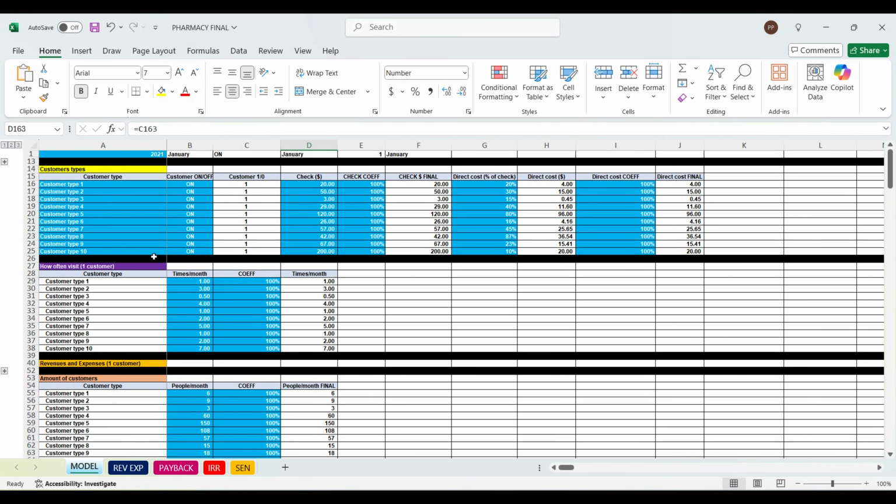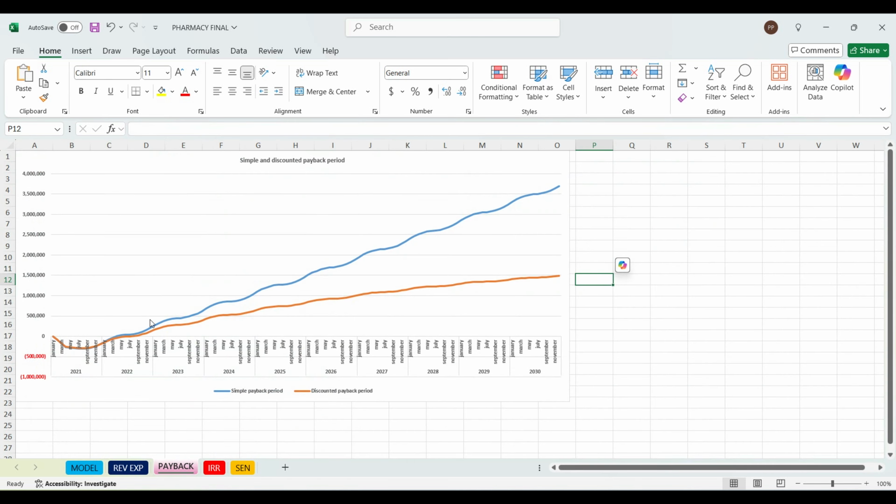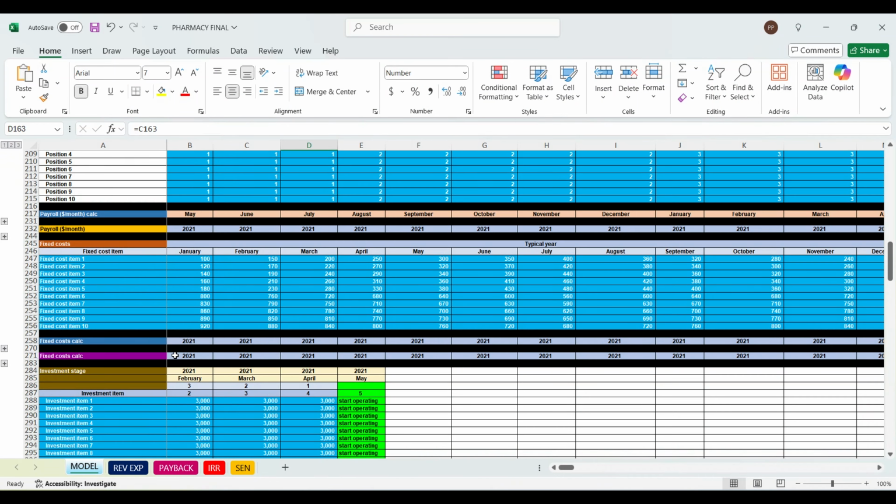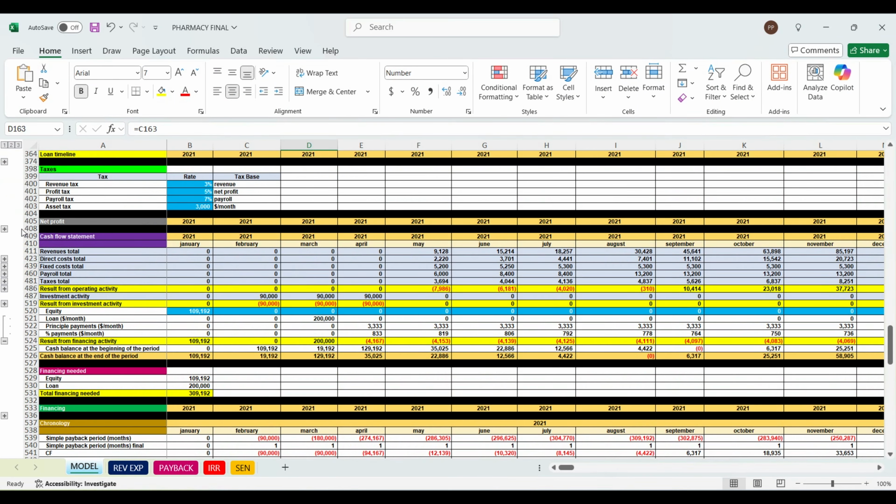Hi everyone. Today we will be reviewing a pharmacy financial model. This video will be useful for those entrepreneurs who want to start this type of business. I will be showing what inputs affect the financial efficiency of the pharmacy business, what parameters affect the payback period and the financial efficiency parameter, and what inputs affect the cash flow statement.